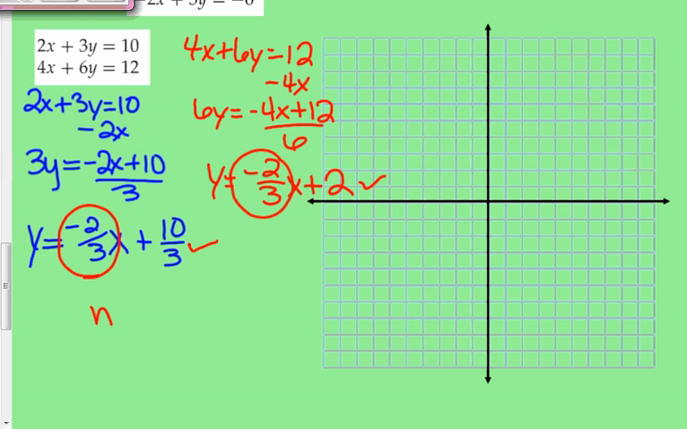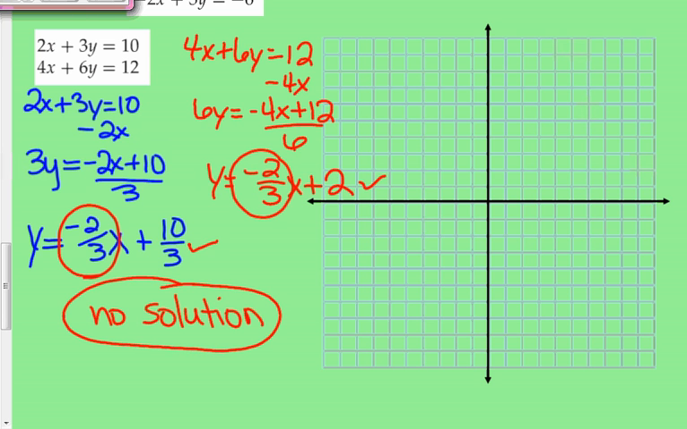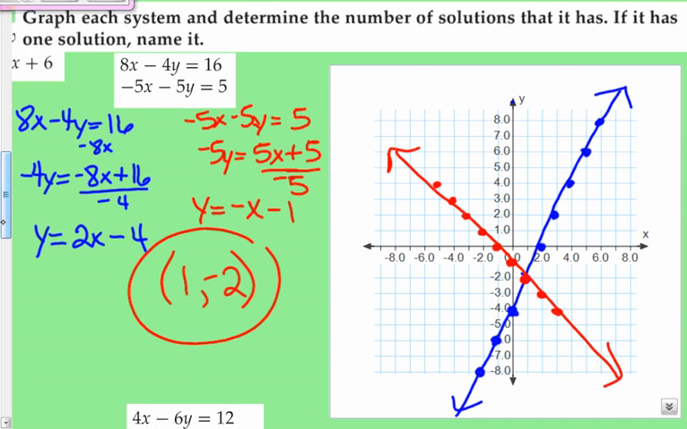So there is no solution to this set of equations. And there's your answer in that situation. So those are the 3 types you can get: no solution, infinitely many, or an actual point where they do cross. I'll see you in class.